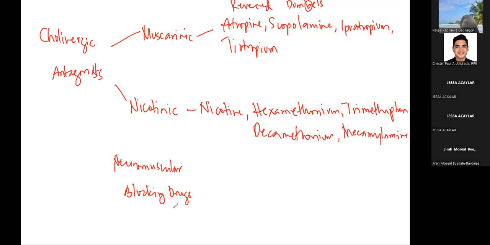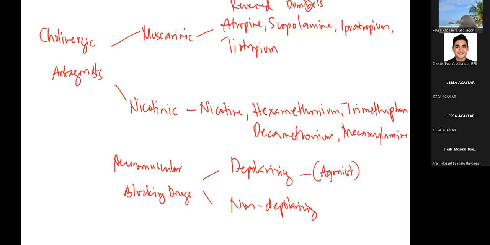Okay? So for our neuromuscular blocking drugs, we further divide them into depolarizing and non-depolarizing agents. Our depolarizing agent is actually an agonist. It will activate the nicotinic receptor first. That is why it is called depolarizing, because on the first phase of the drug's effect, there is a temporary muscle fasciculation and twitching. Okay? So our drug here is succinylcholine.